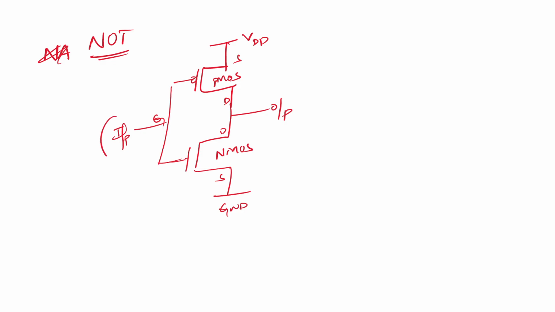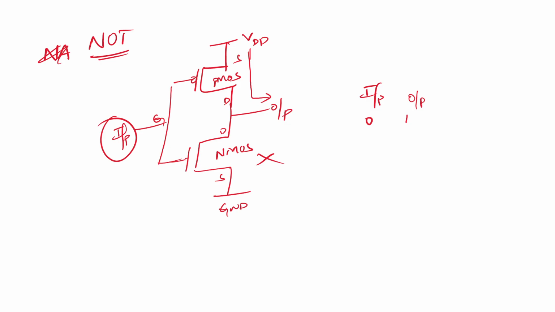So coming to the operation, if your input is 0, your PMOS is going to be on and your NMOS is going to be off. So what will happen if it is on? VDD is going to be connected to the output. Coming to the output, VDD is nothing but logic 1.